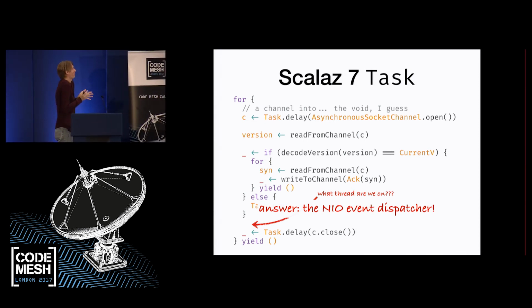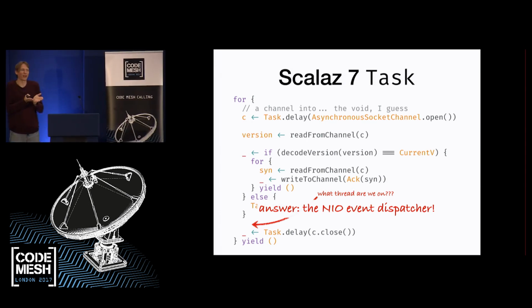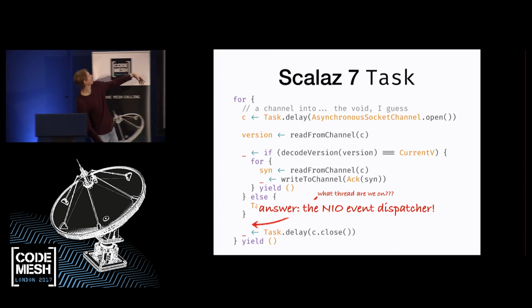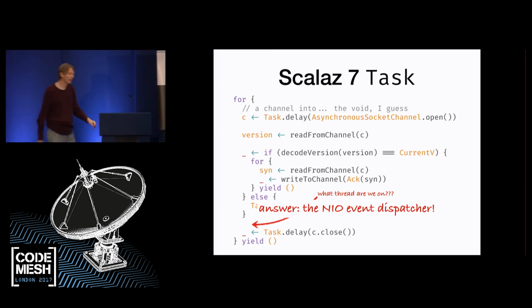And this is horrific. This is terrible. The NIO event dispatcher thread is not a thread pool that you want to do anything with. You want to get away from it as quickly as possible. But task is just going to blithely leave us over there. And it's because of the way that async is implemented.